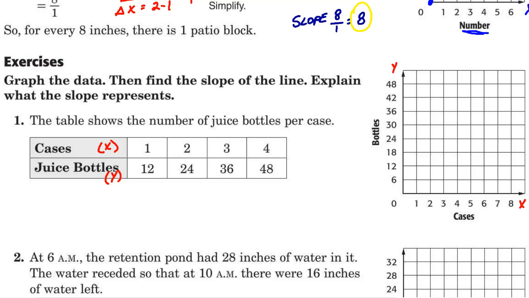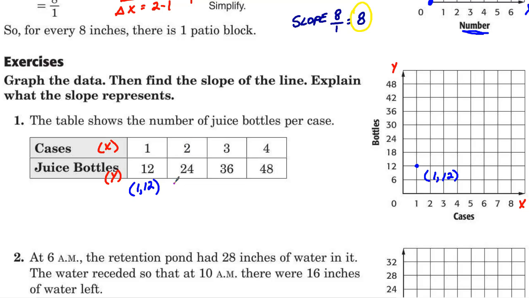So let's do the very first point, and let's write under here how that point's going to look. It's going to be the x, then the y. So it's going to be the x, then the y. One case, 12 bottles. Go ahead and label it. One case, 12 bottles. All right. Now pause again. If you weren't sure how to start and now you're going, oh, I see the pattern, pause it and finish putting the points on the graph and then start it up again.